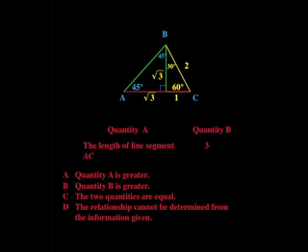Now we're ready to add those two lengths to find how long AC is. √3 plus 1. That means that √3 plus 1 is what quantity A is. And we can approximate. √3 is about 1.7. So quantity A is about 1.7 plus 1. And quantity B is 3. 3 is larger, so quantity B is larger, and that means that our correct answer is B.